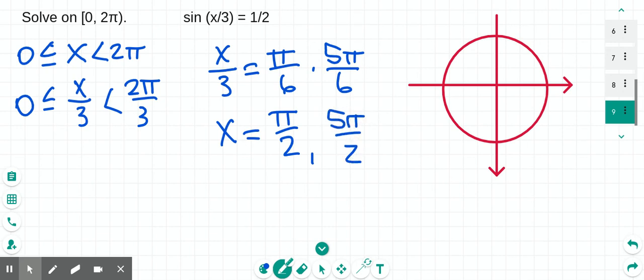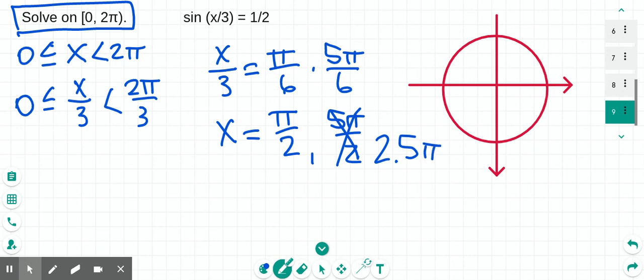So now we have to think back to the original. X, our answer, had to be between 0 and 2 pi. So pi over 2 is less than 2 pi, so that one's good. 5 pi over 2 is 2.5 pi, so this is not a good solution, and I could only be less than 2 pi. So this one is not good, which means our only solution was pi over 2.